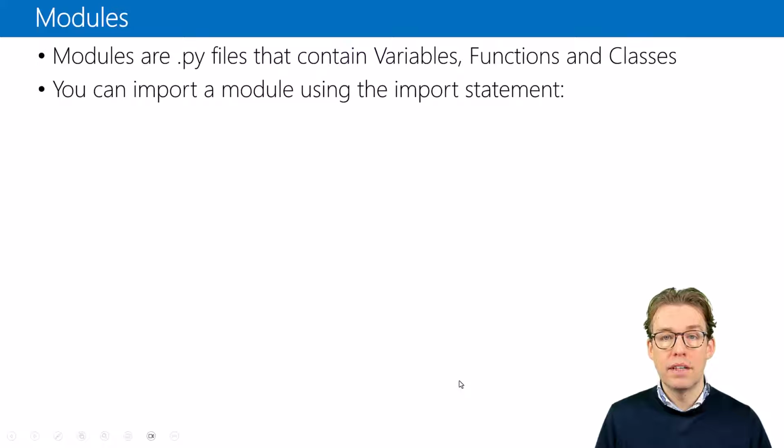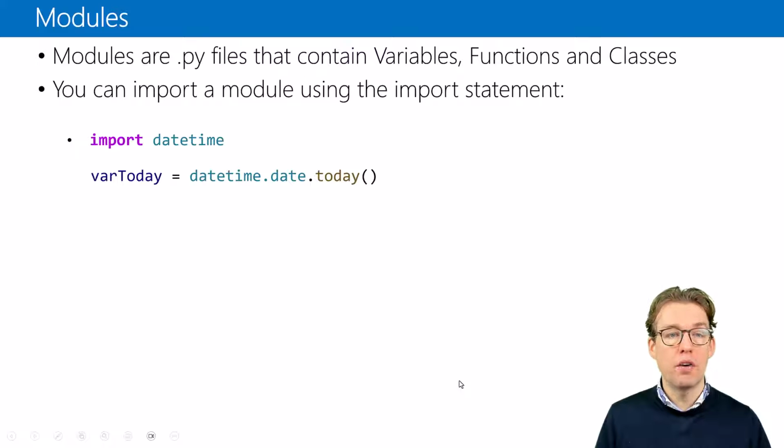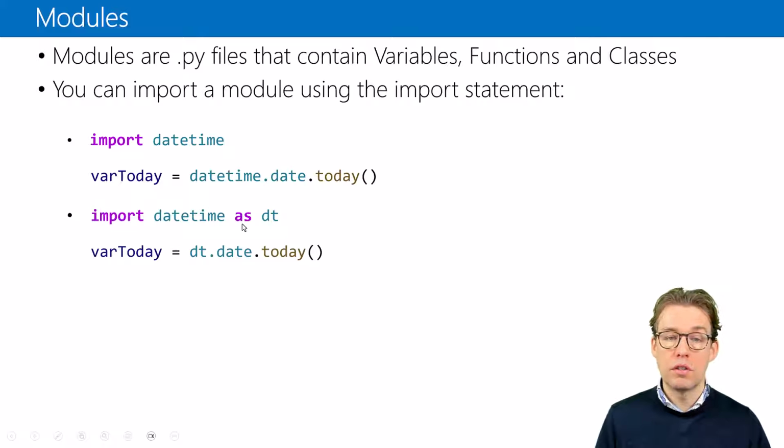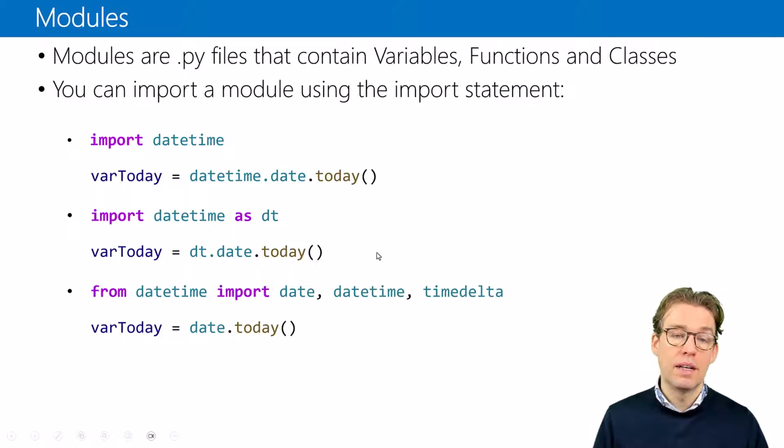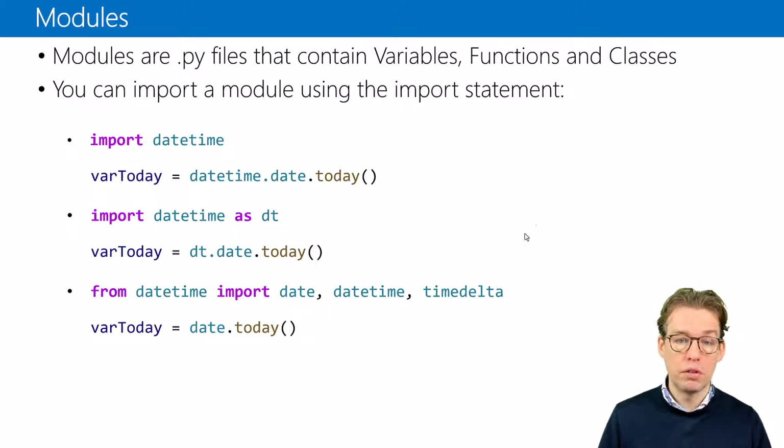Modules, that's very important. How can you import a module? You can say import datetime, and then you can use it. You can also specify an alias, like from now on datetime is called dt, and then you can use dt.date. That's a very convenient way to import everything from the module. But you can also specify which things you really want to import. I only need the date, datetime, and timedelta, so I'm only going to import these. So it's up to you which syntax you want to use.